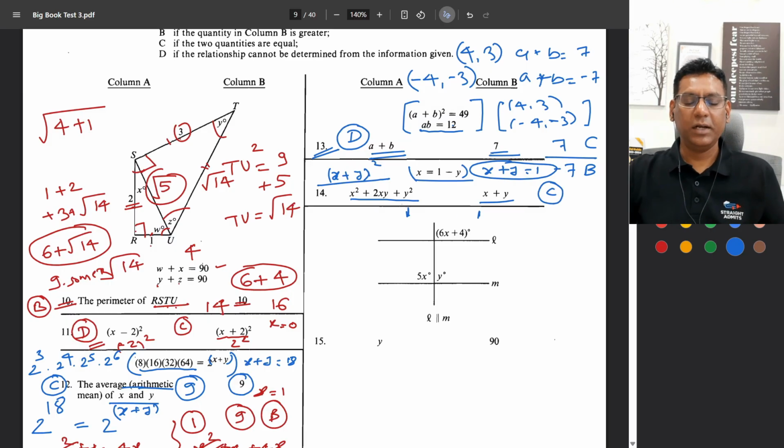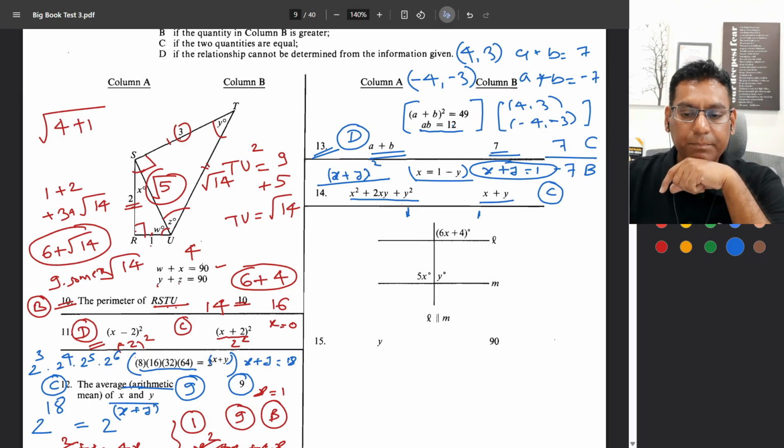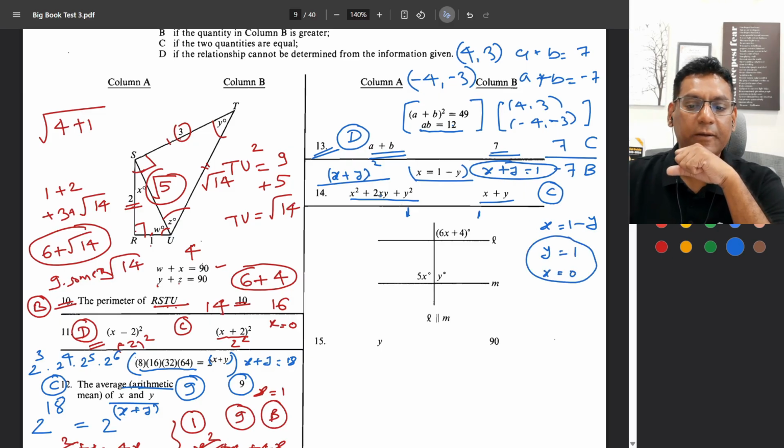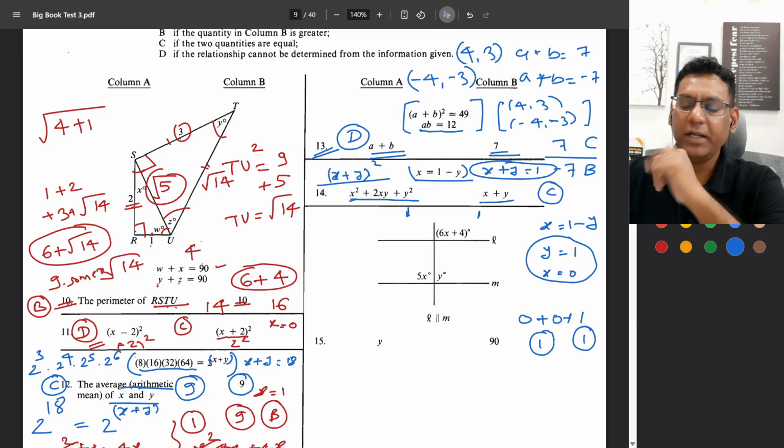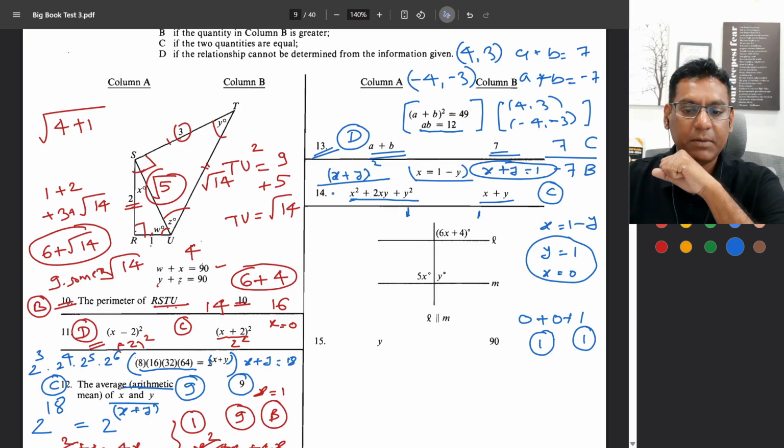Okay, this is what I did with the algebra way. Let's also take some numbers. X is equal to 1 minus y, right? So let's say y is equal to 1, x is equal to 0. Correct? That would satisfy this equation. Now let me find this out. X square, that is 0, plus 2xy is also 0, plus y square is equal to 1. So I get 1 on the left side, and x plus y is 1 on the right hand side. You could take some other numbers also, but essentially you will get the same number. This answer choice has to be C.